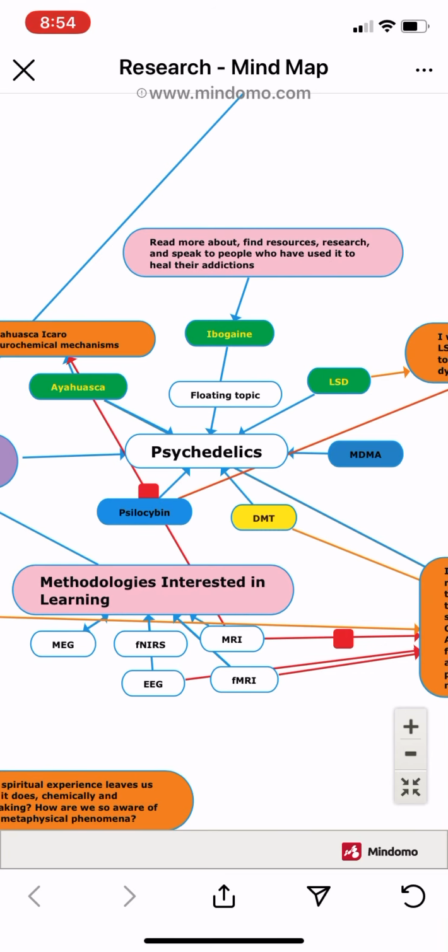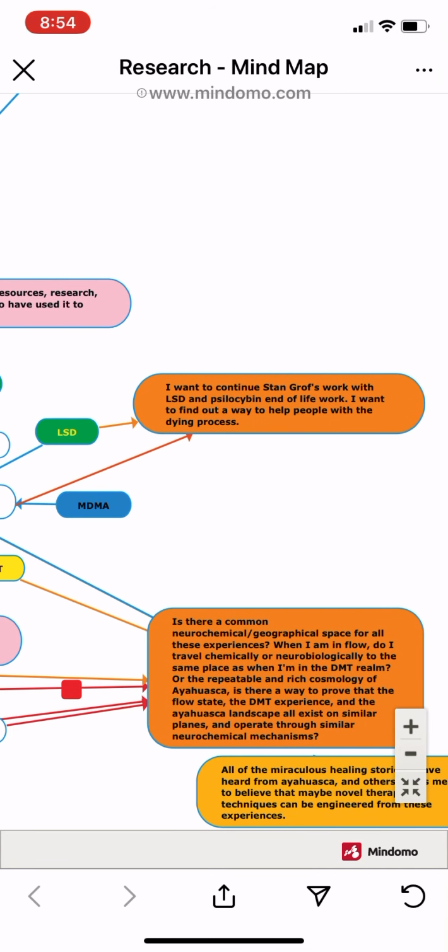LSD. Here's one of my research questions that I want to continue doing: Stan Grof's work with LSD and psilocybin for end-of-life hospice care. I really want to help people with the dying process. I don't think I'm mature enough yet to quite be able to shoulder that kind of emotional work, but I really want to in the future.